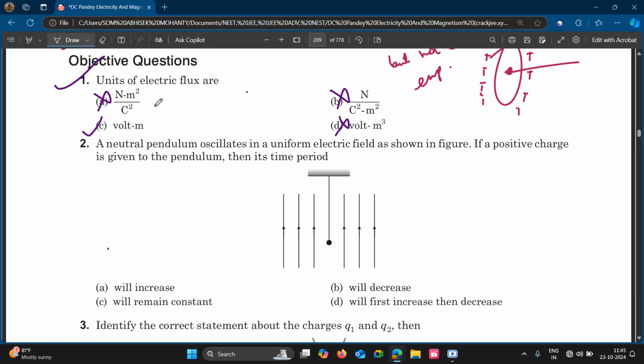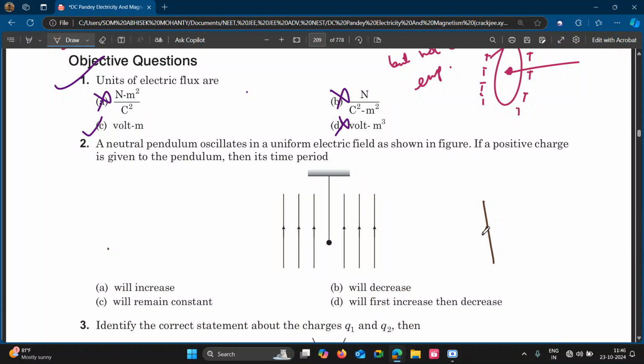A neutral pendulum oscillates in a uniform electric field as shown. If a positive charge is given to the pendulum, then its time period is... The neutral pendulum oscillates. Okay, the pendulum doesn't have any charge. It's neutral and it is oscillating in a uniform electric field. If a positive charge is given to the pendulum, then its time period will be.